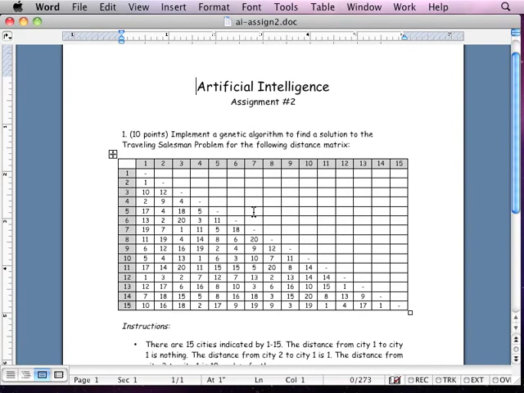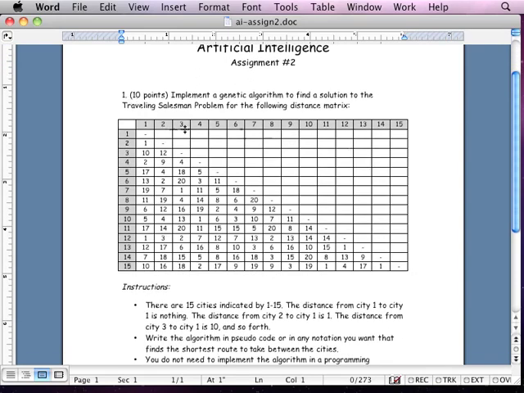And this is your assignment number 2. So just keep that in mind. You're going to implement a genetic algorithm to find a solution to the traveling salesperson problem for the following distance matrix. So we have 1, 2, 3, 4, 5, 6, 7, 8, all the way up to 15. And we have 1, 2, 3, 4, 5, all the way up to 15.